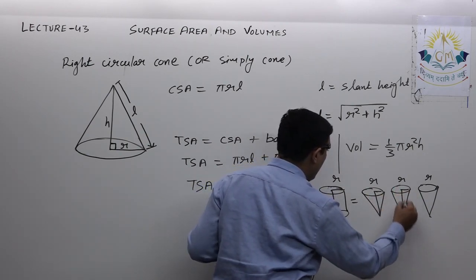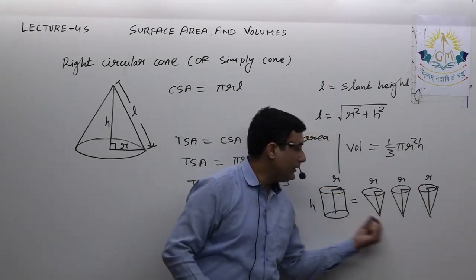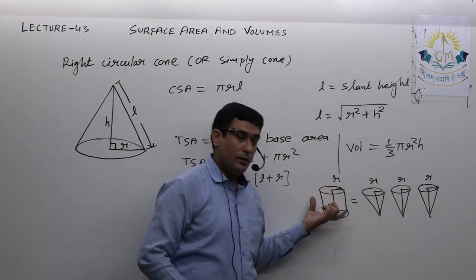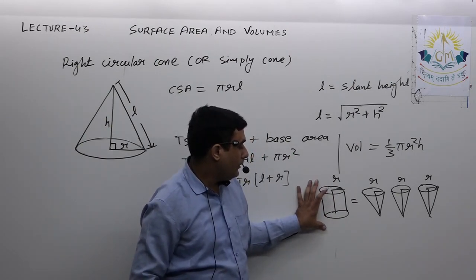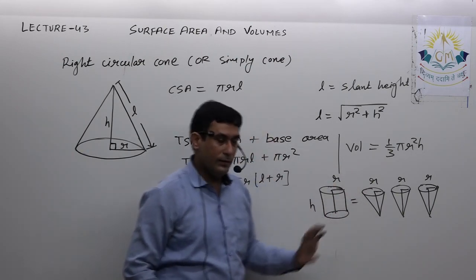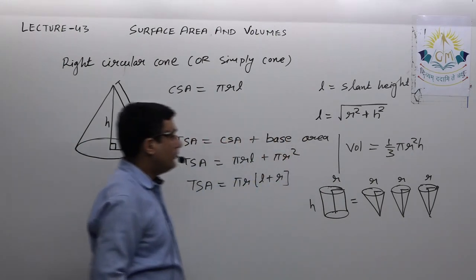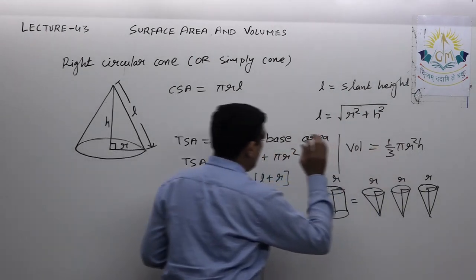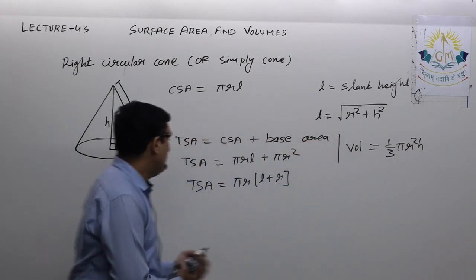That means all cones have radius r, as does the cylinder, and all these cones have height h. If I fill these three cones with water and pour this water into the cylinder, the cylinder will fill exactly. So I can say volume of cone is 1 by 3 of the volume of cylinder, or 3 times the volume of cone is equal to the volume of cylinder. This is a way by which you can remember the volume of cone. It is 1/3 of the volume of the cylinder of the same height and radius.